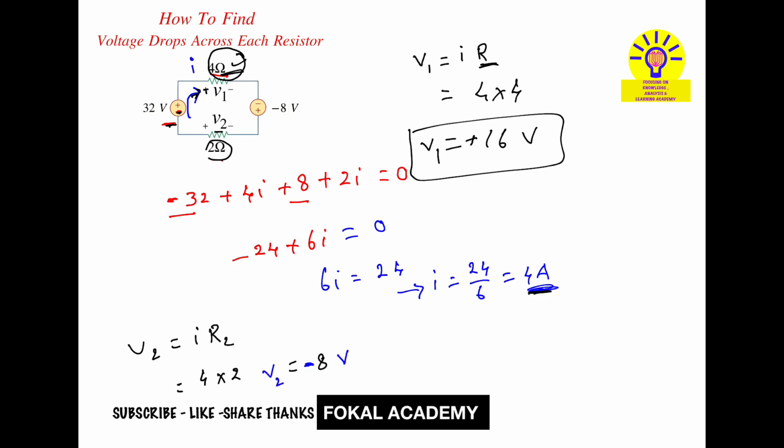Practically, the voltage drop across a resistor is never minus. But due to the assumption in the polarity given for this problem, we got minus 8 volts. This is the process of simplification for getting the voltage drops whenever a problem is given like this.